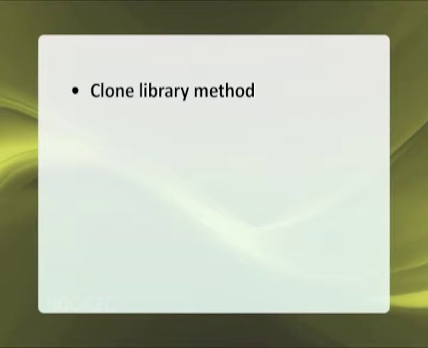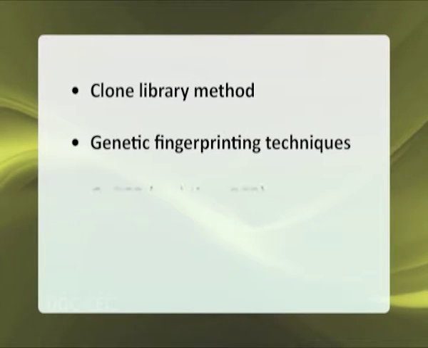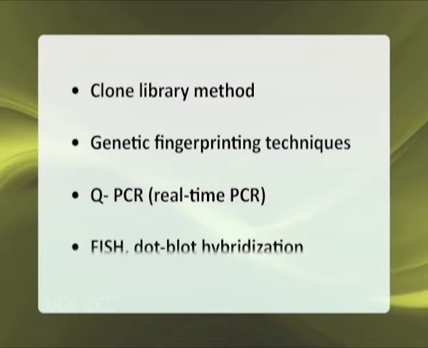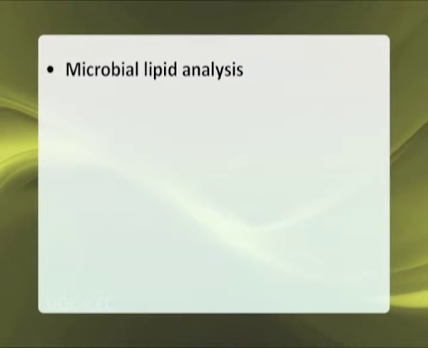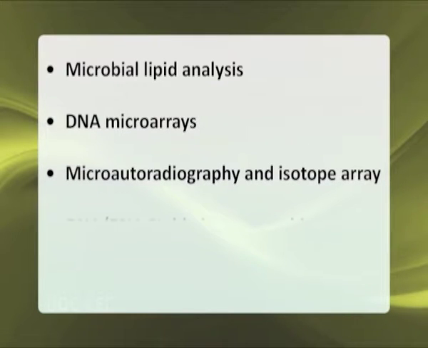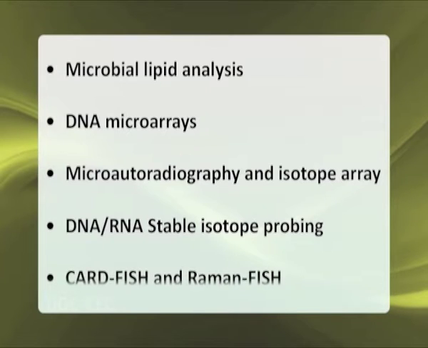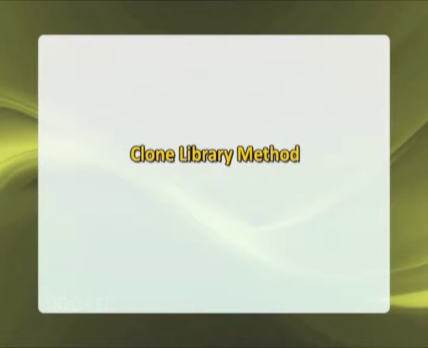Dear students, the partial community analysis approach includes the following methods. Firstly, clone library method, genetic fingerprinting techniques, qPCR, that is real-time PCR, FISH, dot blot hybridization, microbial lipid analysis, DNA microarrays, microautoradiography and isotope array, DNA RNA stable isotope probing, and lastly CARD-FISH and Raman-FISH. Now dear students, let's get a detailed insight about these techniques. Firstly, the clone library method.